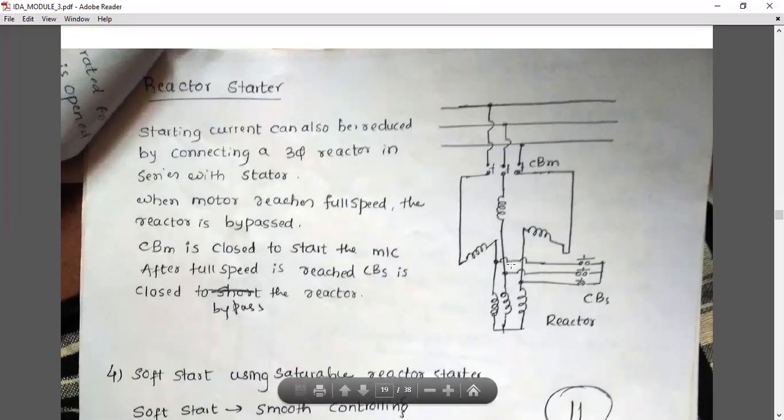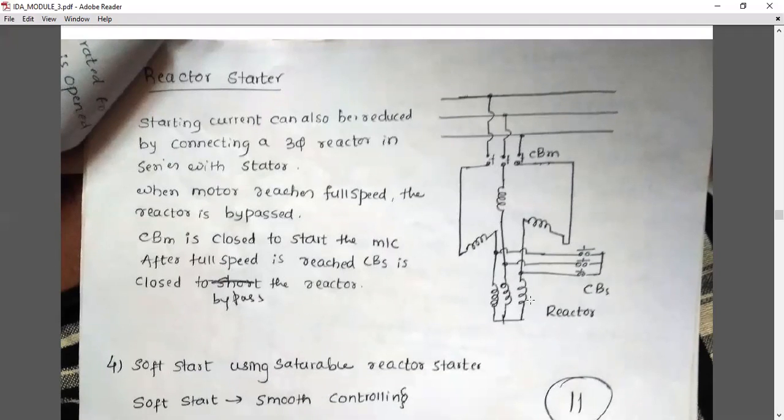Whenever the motor reaches steady state value, next we have to isolate this reactor part. How to isolate this one? Just close the CBS switch. If you connect the CBS switch, it will be isolated. Current will not go to the high resistance path. It always chooses the low resistance path. So like that it will be isolated, bypassed.